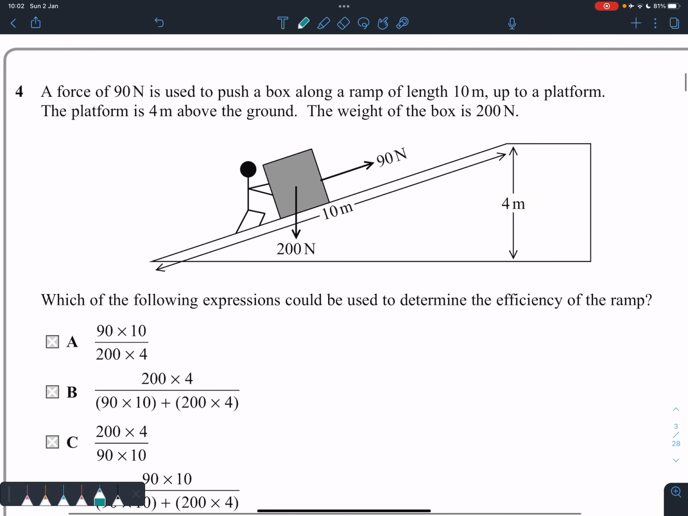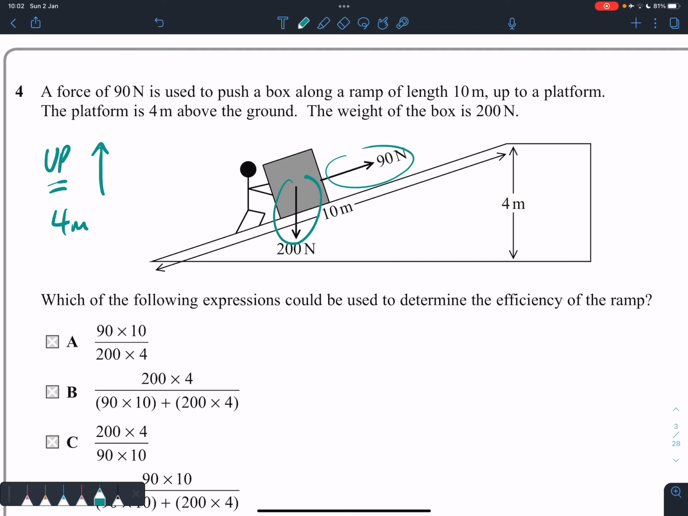Right, this type of question, there are a few different ways to do it. This is a force of 90 newtons pushing a box along a ramp of length 10 meters up to a platform which is 4 meters above the ground. So what are we trying to do? We're trying to move it up, against gravity. The gravitational force is this 200 newtons. And how far are we moving it up? A total distance of 4 meters.